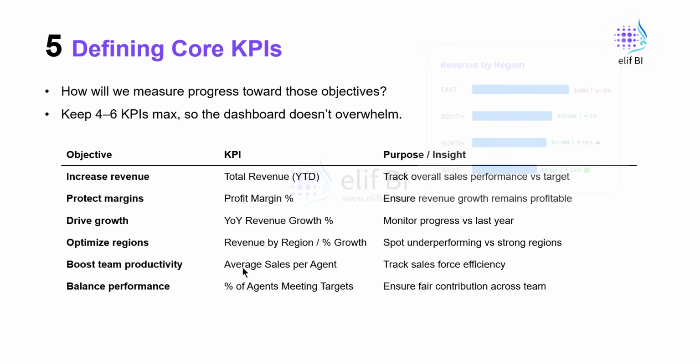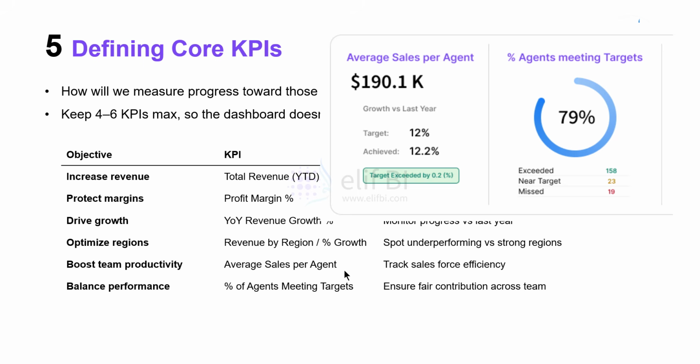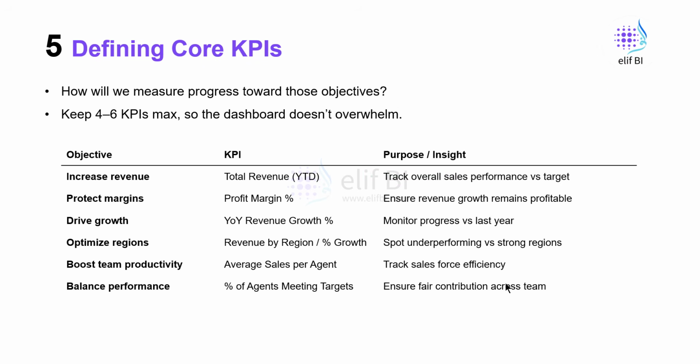And then we would also calculate the average sales per agent to make sure that the average sales per agent is increasing. At the same time, we would also try to see how many agents are meeting the targets and how many of them are not up to the mark, so we can pay attention to that area. In all of these KPIs, you should always emphasize quality over quantity.